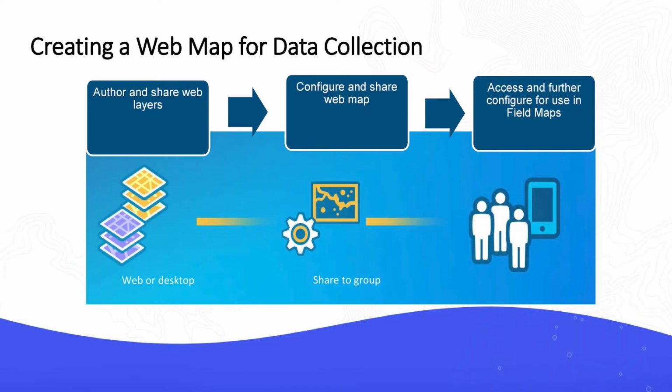ArcGIS Field Maps works with web maps to support data collection. Generally, the process to follow involves authoring and sharing web layers to be used in data collection. These web layers are then added to web maps, and the web maps are further configured and shared to field operators. Further configuration and access can be defined in the ArcGIS Field Maps web application prior to them being accessed in the ArcGIS Field Maps mobile application.